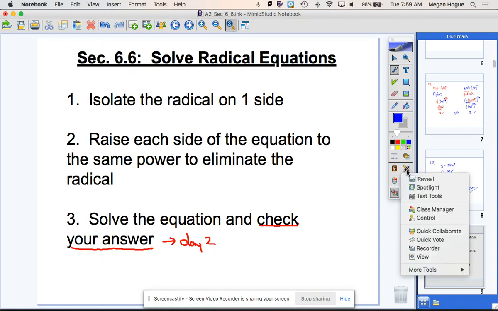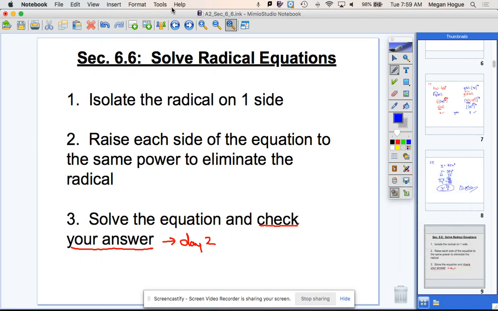Okay, we're going to start off with some steps. This will pick up the pace here.